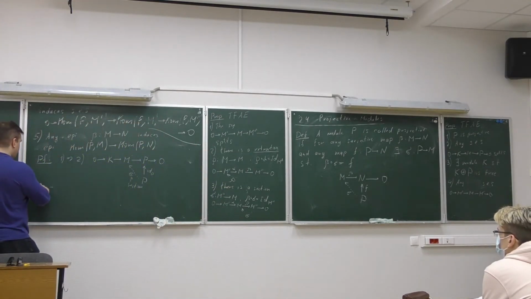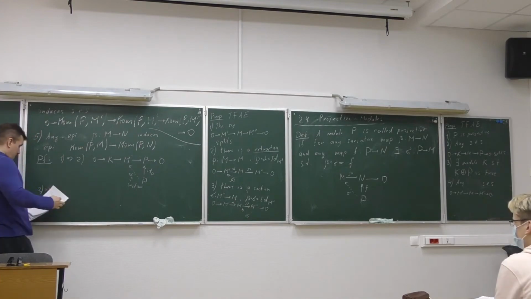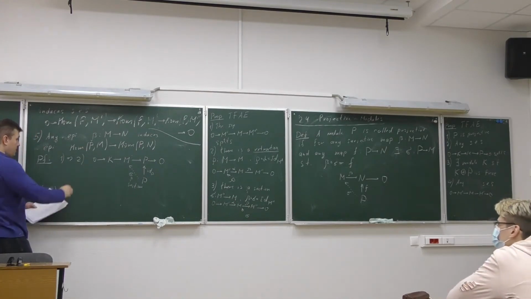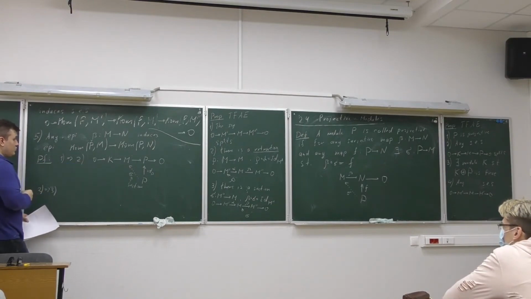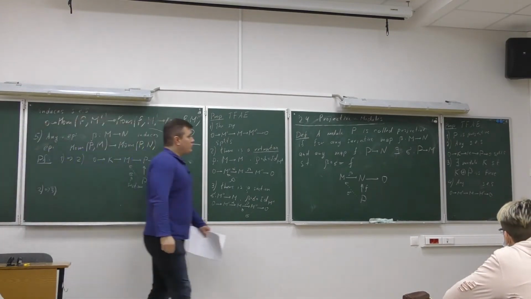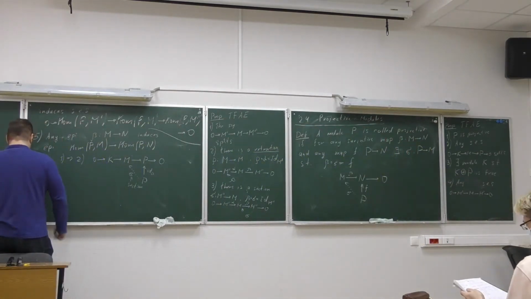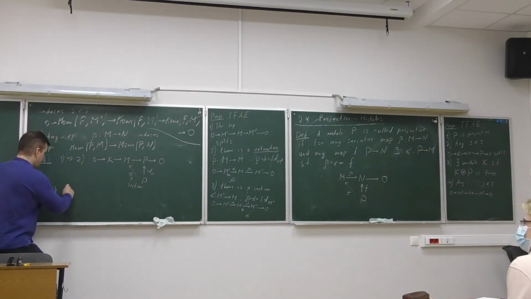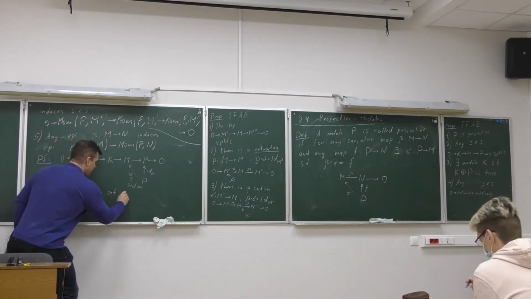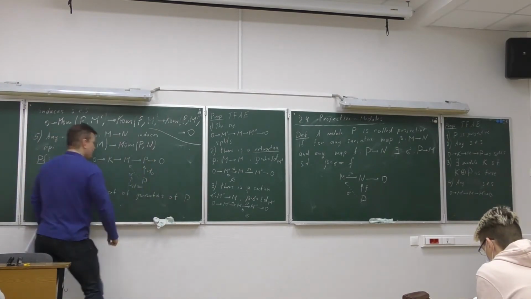Okay, now let's go from 2 to 3. So 2 tells us that any such short exact sequence splits. We need to show that all projective modules are direct summands of free modules. Okay, so how can we do this? Well, let S be a set of generators of the projective module P.